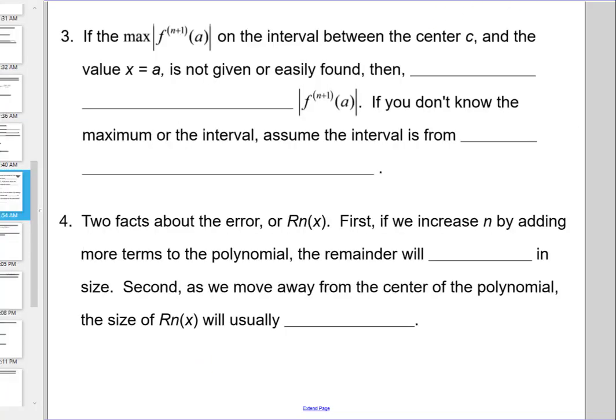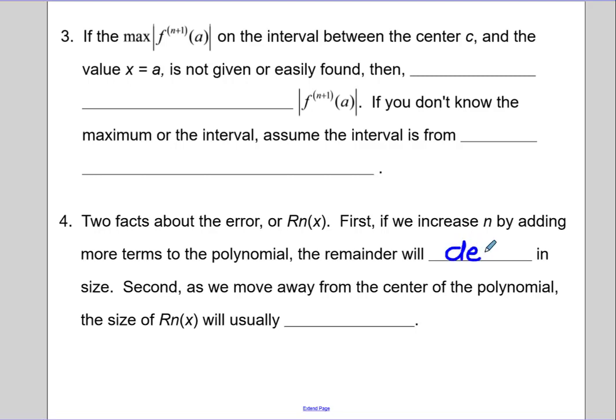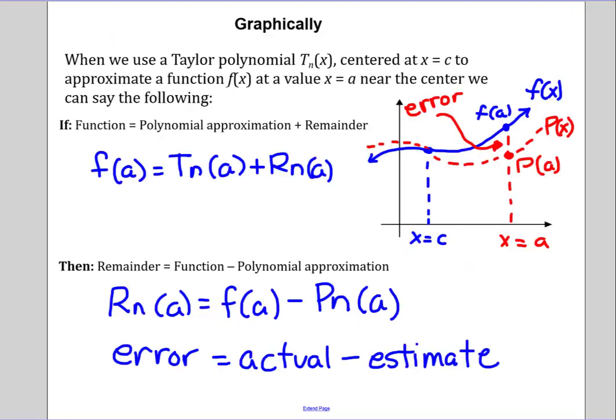So in vocabulary set 4, two facts about the error or remainder. First, if we increase n by adding more terms to the polynomial, the remainder will get smaller in size. It's going to decrease in size based off that graph. And second, as we move away from the center of the polynomial, the size of the remainder will usually increase. So the farther away from the center, the more it will increase. Now let's go back to where we were.